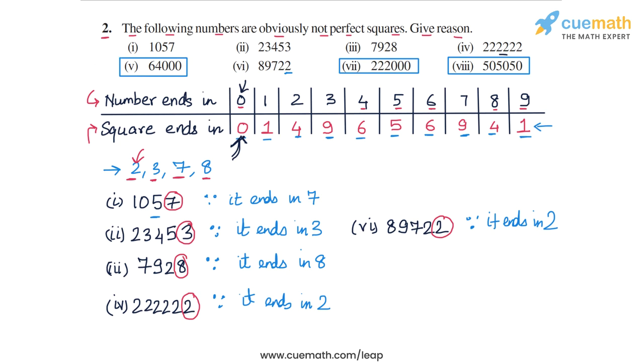Well, to answer that question, you have to look at how many zeros are there at the end of these numbers. So let's look at the fifth number, which is 64000. If you look at the ending number of zeros, there are 3 zeros at the end of this number. And the thing is that if a perfect square ends in a 0, then the number of zeros at the end of that number must be even.